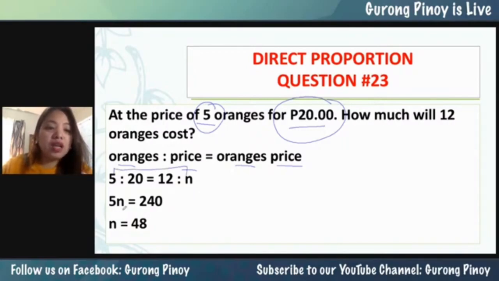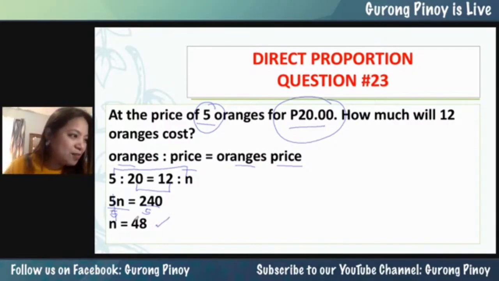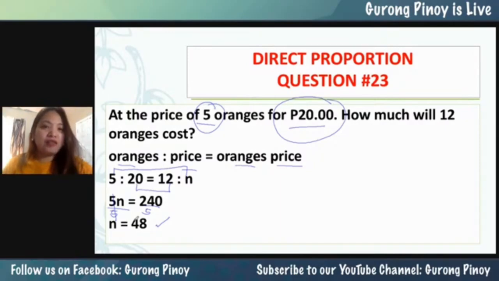So, 5 times N, that will give us 5N. And then, 20 times 12, that will give us 240. Then, divide both by 5. That will give us 48. Okay? What is that 48? That is the price of 12 pieces of oranges. Good job to those who got 48. For those who made a mistake, let's look at the process, and for sure you will get a copy of this PowerPoint and you will see how it was obtained.